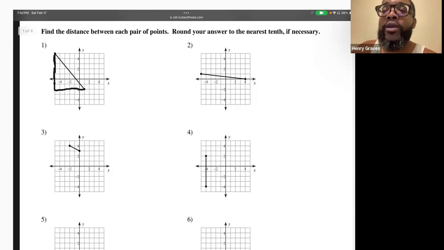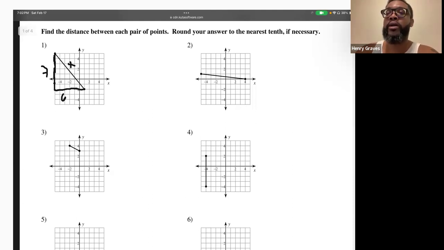Distance from here to here is 1, 2, 3. Wait, make sure. 1, 2, 3, 4, 5. Oh, it's 6, actually, 6. So this is what I'm trying to find. This is my x. So likewise, this is going to be my a. This is going to be my b.